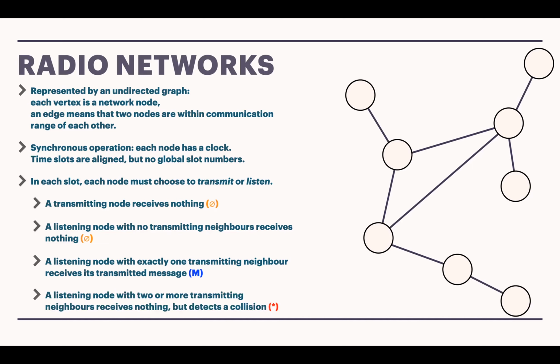And finally, if a listening node has two or more transmitting neighbors in the network, then it also receives nothing. It doesn't receive any messages, but it will detect that a collision occurred. And this is represented by an asterisk inside the parentheses.